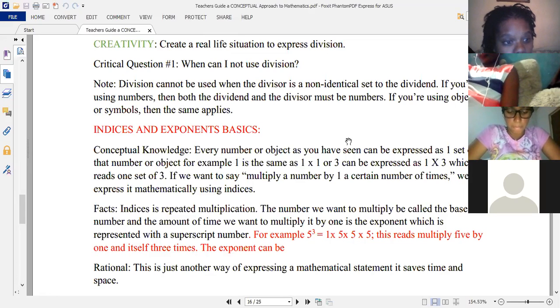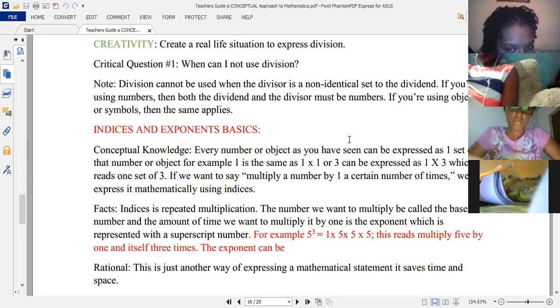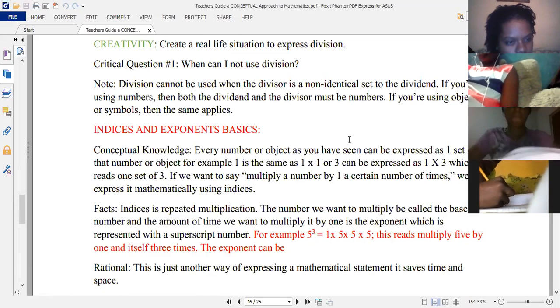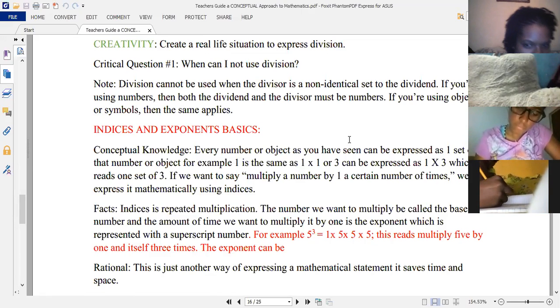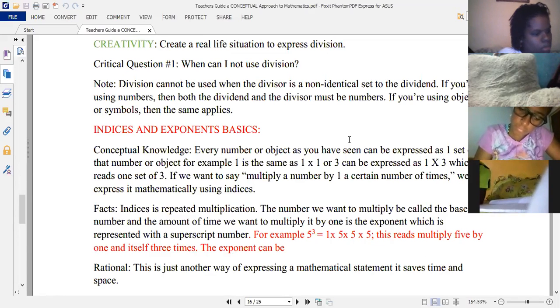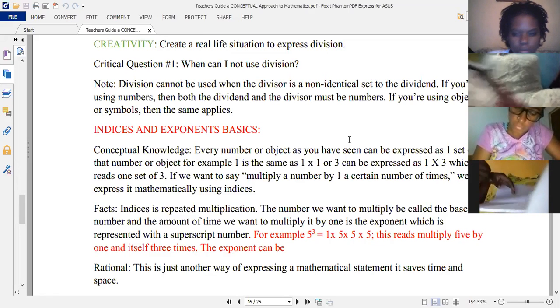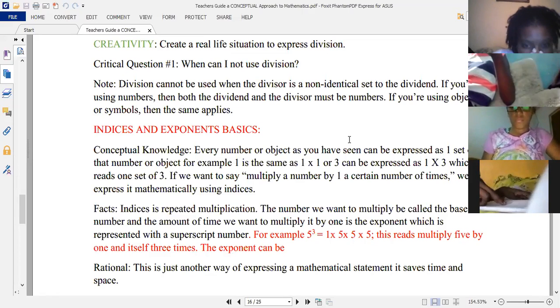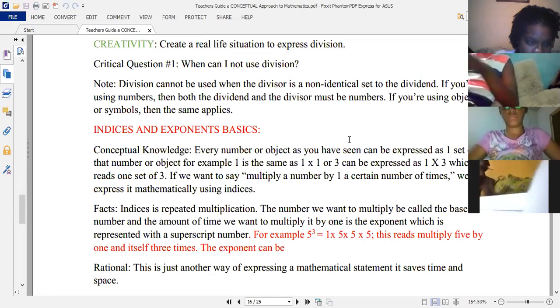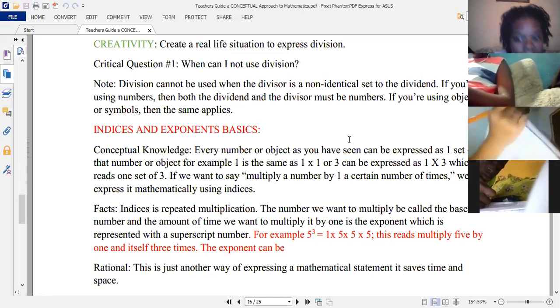So this is the example. Write in your books 5 to the 3rd power, and let us mention that 5 is what we call the base, and the 3, the superscript number, is what we call power or exponent. So the 5 is what we call the base, and the 3 is what we call power or exponent. Superscript, at the top, small and at the top. We have that? Yeah. And let us also write what 5 to the 3rd power means. So write it. It means 1 times 5 times 5 times 5. And this reads multiply 5 by 1 and itself 3 times.